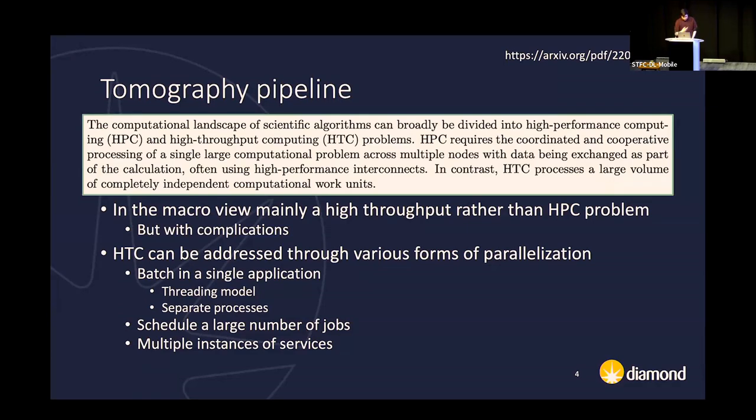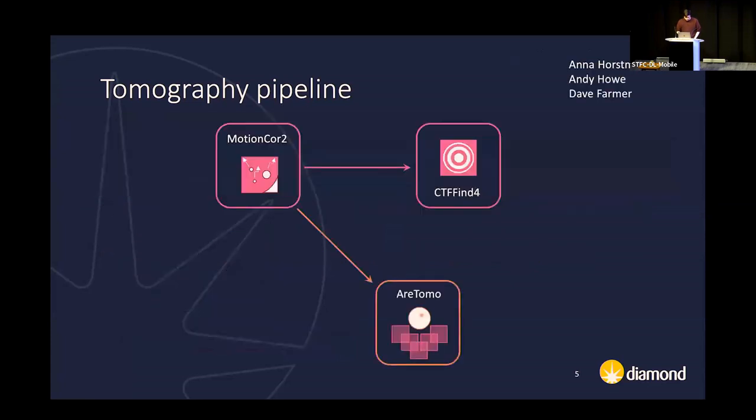If you are tackling the high throughput problem, there are various ways in which you can parallelize it. For example, you can have a single application that receives some batch and handles everything using either threading or separate processes. Or you can schedule a large number of jobs straight to an HPC. Or the route that we've chosen to take is to write services and then have multiple instances of the services running, which gives you some scalability, and there are a lot of tools for doing that kind of thing that I'll come on to.